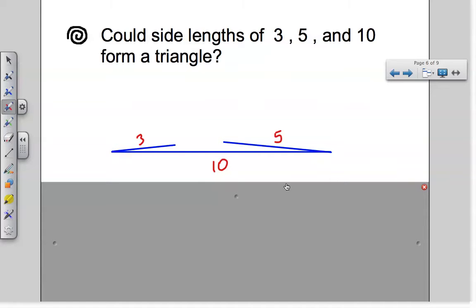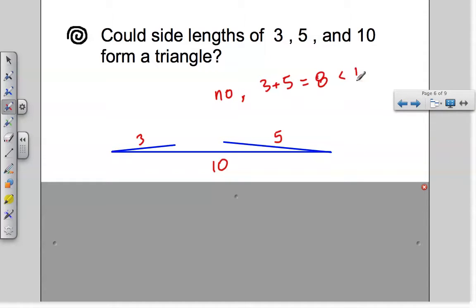So is there any way that these could form a triangle? Well, no. The 3 and the 5 are too short. They're not going to reach. They're not even going to make that full length of 10. So no, because if you add 3 plus 5, that equals 8. Less than 10, so they can't even reach that length of 10.